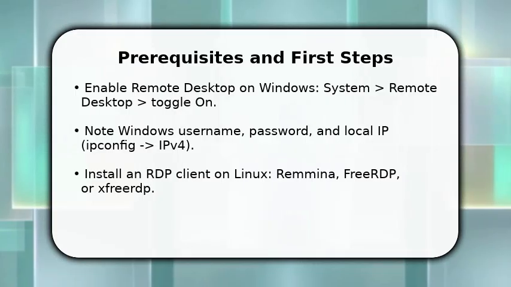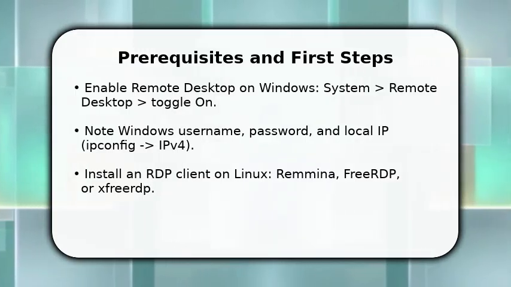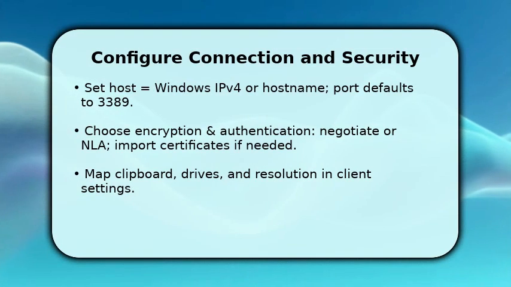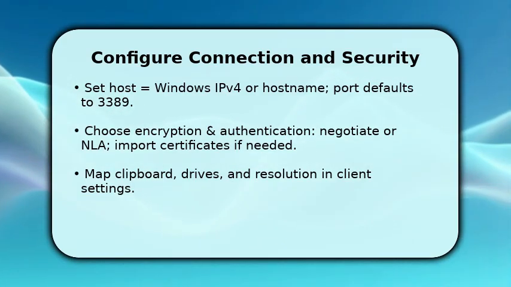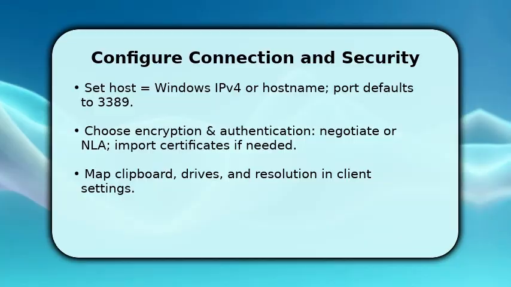Now configure the connection details in your Linux RDP client. Enter the Windows IPv4 address and leave port 3389 unless modified. Choose authentication. Network-level authentication, NLA, is more secure. Use plain password only if NLA fails.